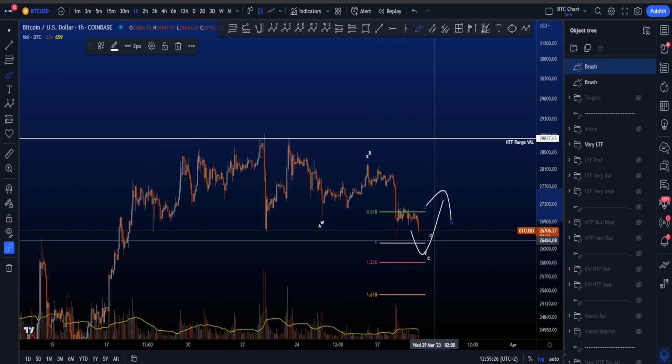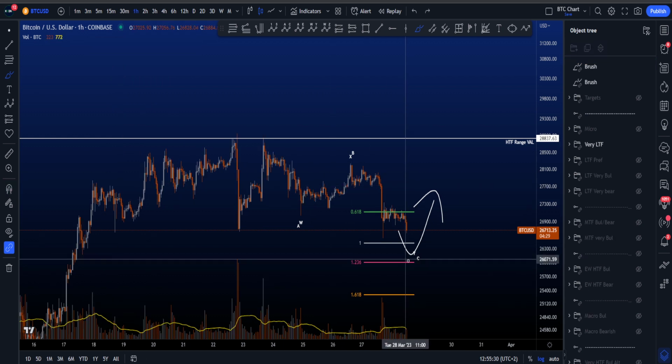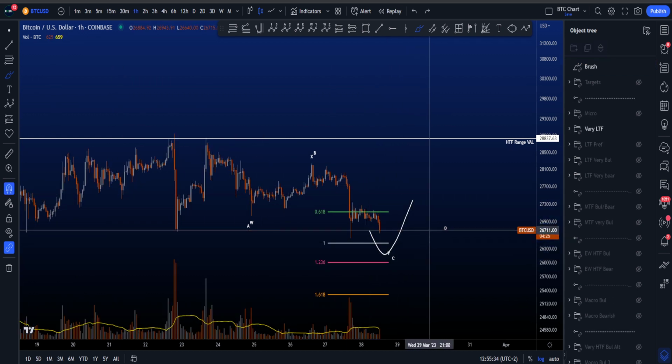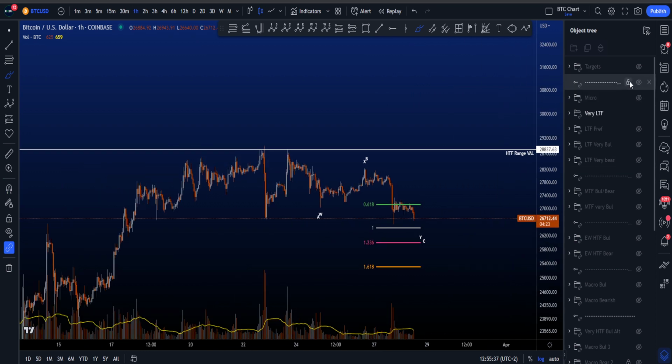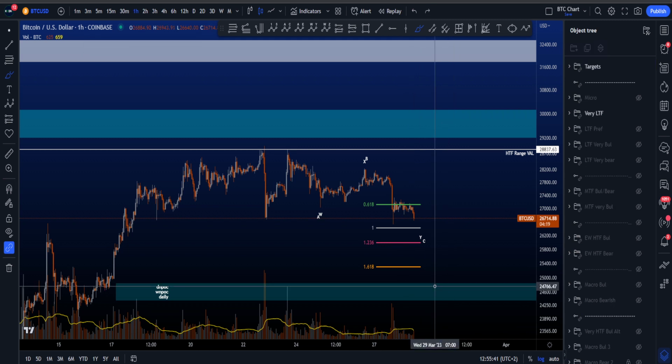Gotta be honest, besides these fibs over here and a little bit of a range with the low that we have, there is not too much support in this area. So if we don't see a move to the upside, the bearish scenario is starting to get into place, where if we go down on more volume, the target box for me is the first support area that we have.